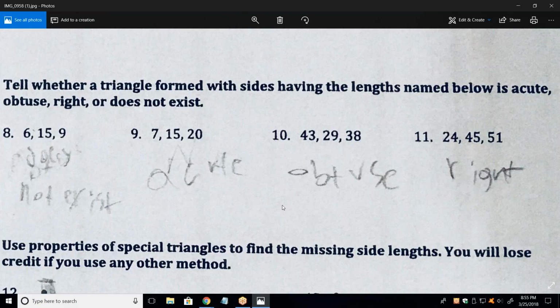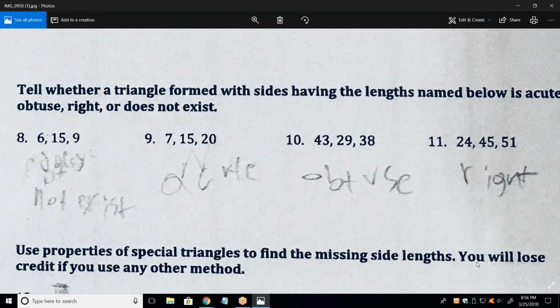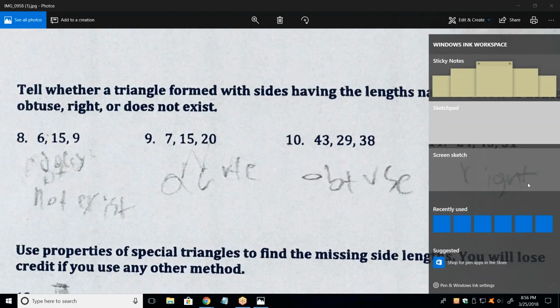There is a rule for triangles. And I think I should tell it to you because it's really an important one. Hold on, let me get set up so I can write. This is not that tough to remember, but extremely important. My Windows ink workspace is acting up. There we go.